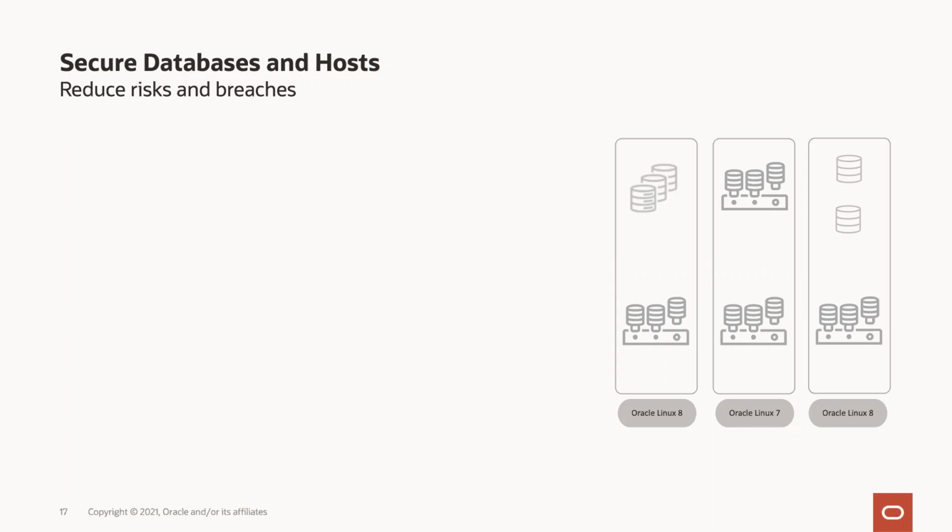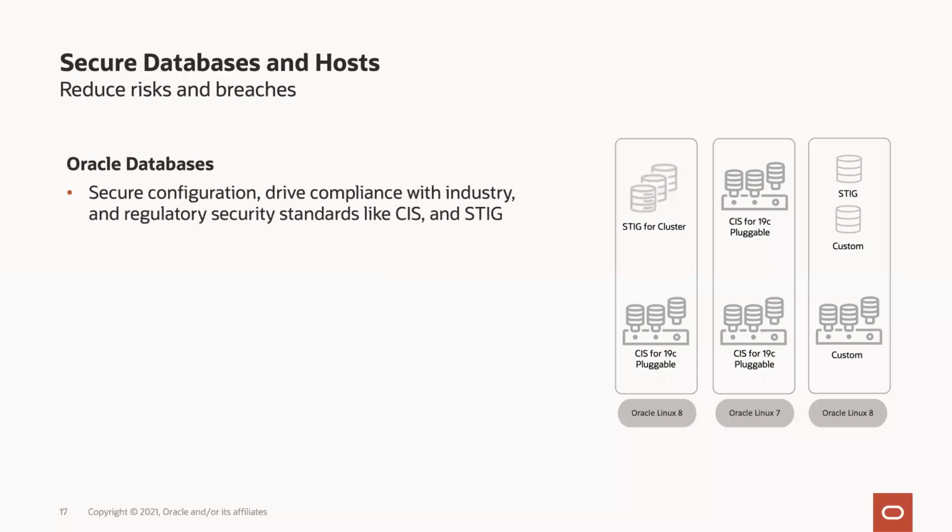So in this pictorial example that I have, you have 3 different hosts. Each host has different types of databases deployed. Depending on your security policies, you can either use a STIG standard for clusters or CIS for 19C pluggable, or you can have completely customized standards for multi-tenant or single instance databases. With this, you have the needed security controls in place for each of the database assets in your data center.